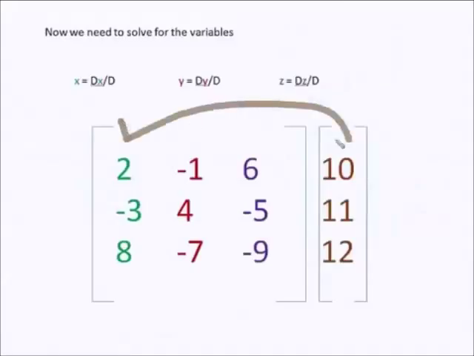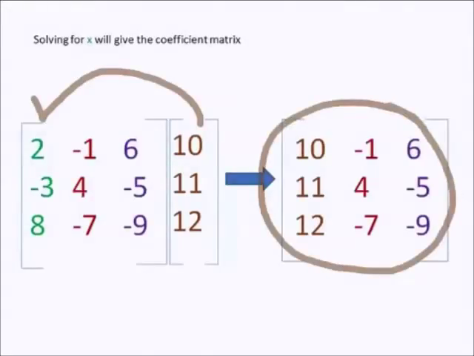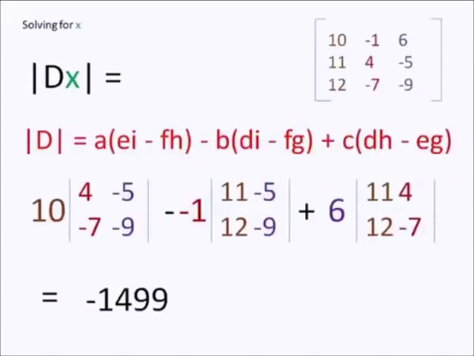So how do we use Cramer's Rule? Well, we take the solutions column and replace it with the column of the variable we wish to find. Then we calculate the determinant. As you can see for x, the x column was replaced with the solutions column and we got this coefficient matrix. Then we calculate the determinant like before.